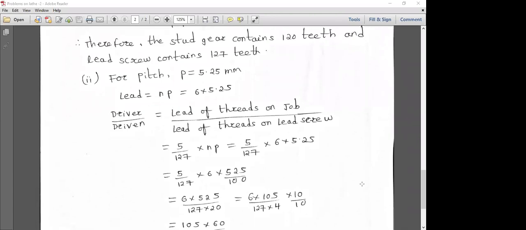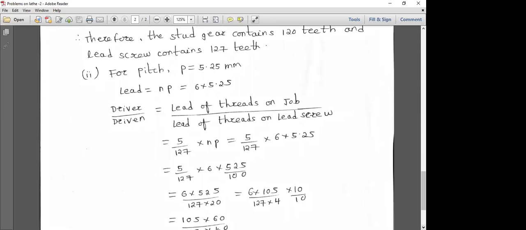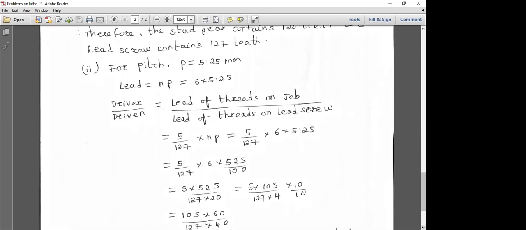Still, in spite of telling, the people are just enjoying the quarantine, okay, but internally and externally you will be facing difficulty. So 6 into 525 by 127 into 20.